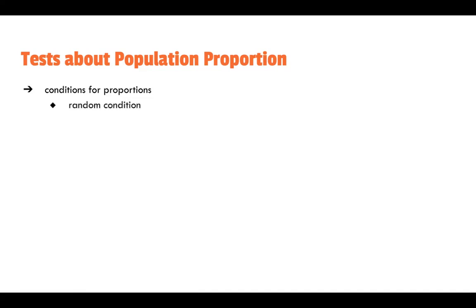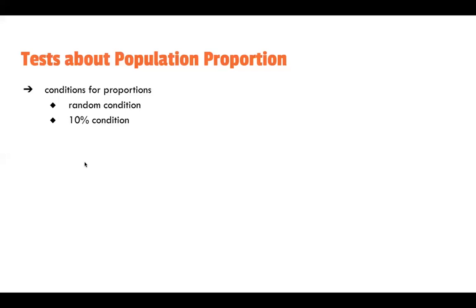So random condition, same thing. It has to be a random sample that the data comes from. 10%, same thing. The sample size has to be less than 1/10 of the population. So if n is the sample size and big N is the population, you basically write it like this: n is less than or equal to 1/10 of big N, the population.